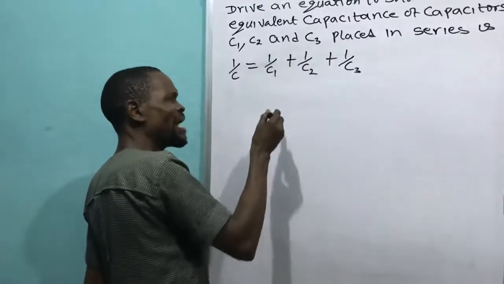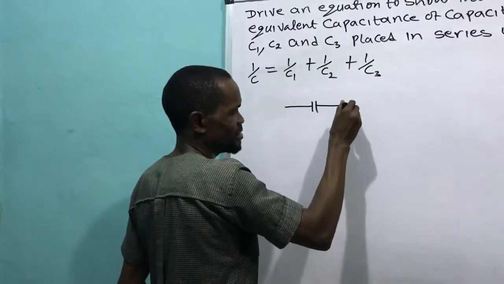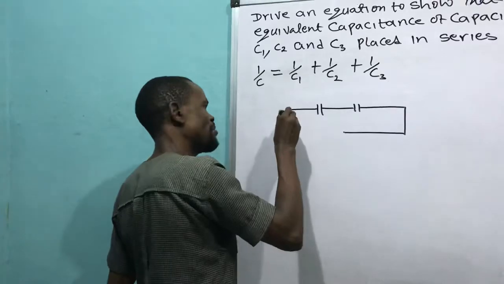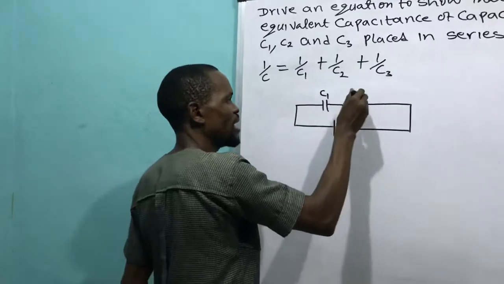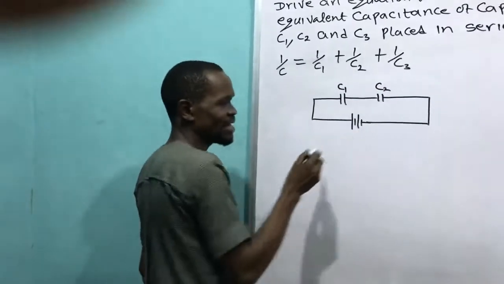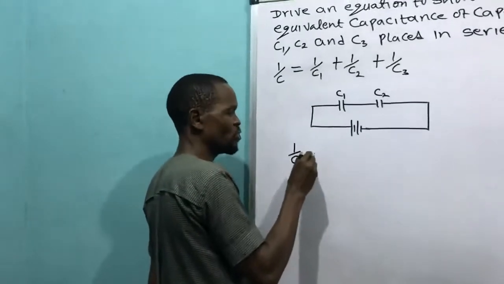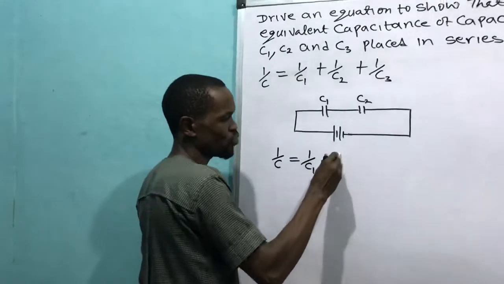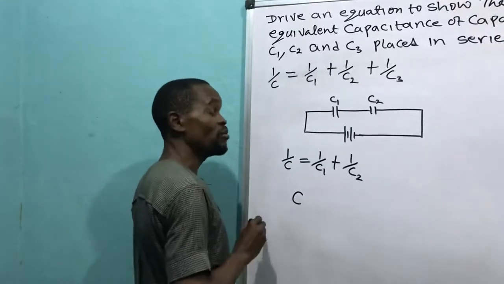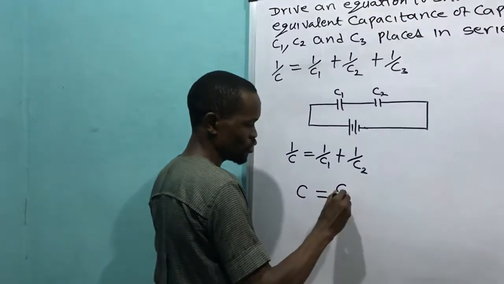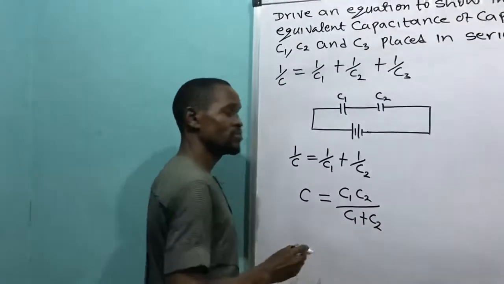If this one and this one are connected in series, how many capacitors are there? Let us learn more. How many capacitors are there? 1 and 2. The capacitance of these two capacitors is what? 1 over C equals to 1 over C1 plus 1 over C2. And this can be written as C, which I'm looking for, is equals to what? Product. We call it product over what? Sum. Product over sum.